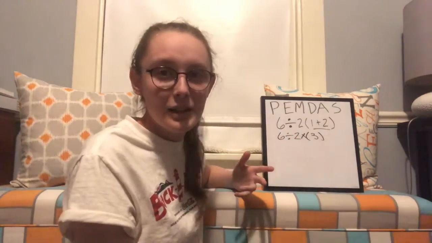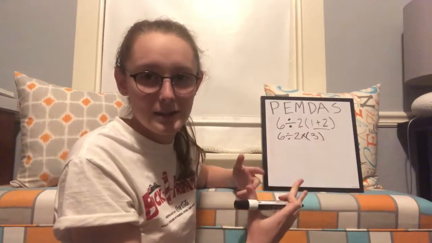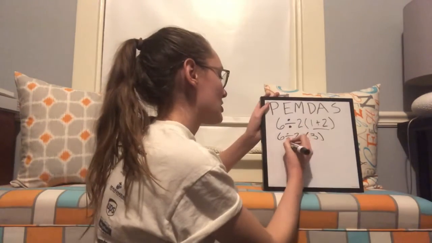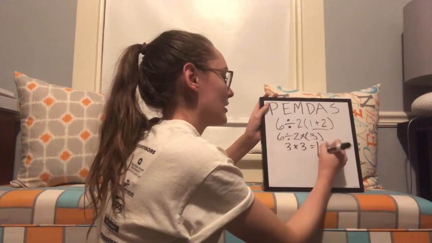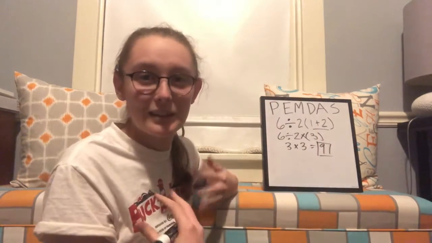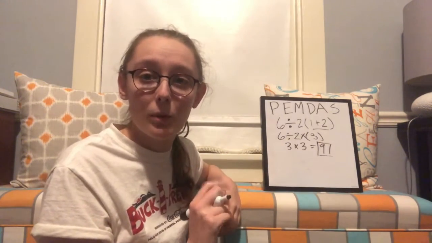So then you look at this and multiplication and division happen at the same time, so you just go from left to right. You have 6 divided by 2, which is 3, times 3, which equals 9. That's how I would do this problem. I personally think that 9 is the correct answer. However, a lot of people got 1.